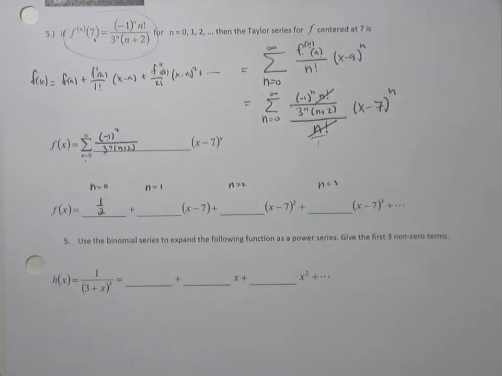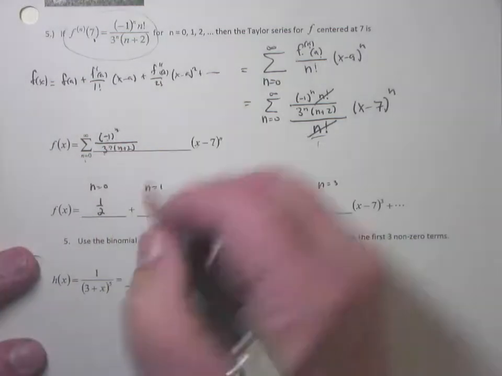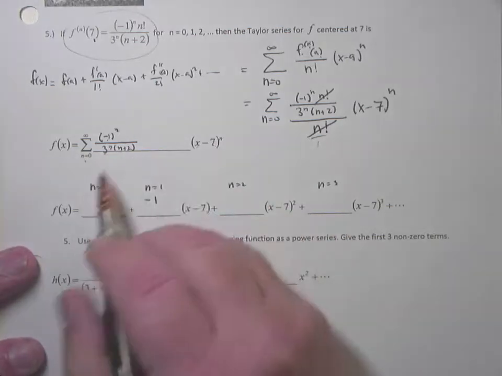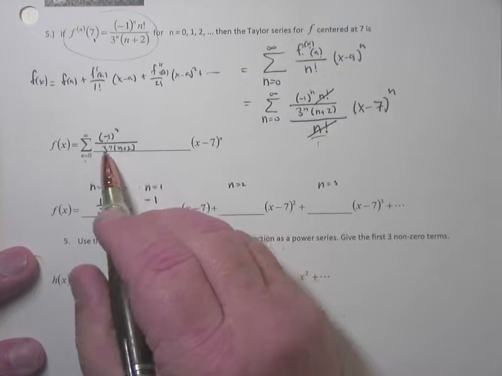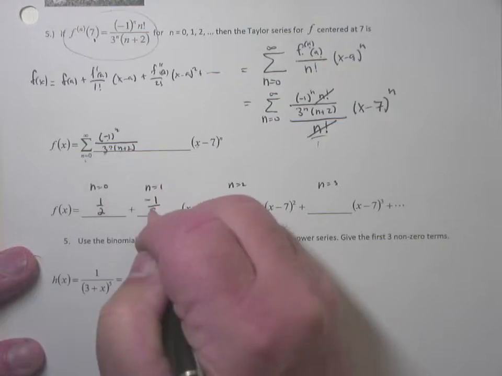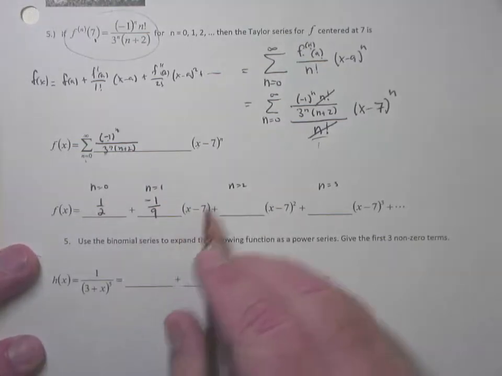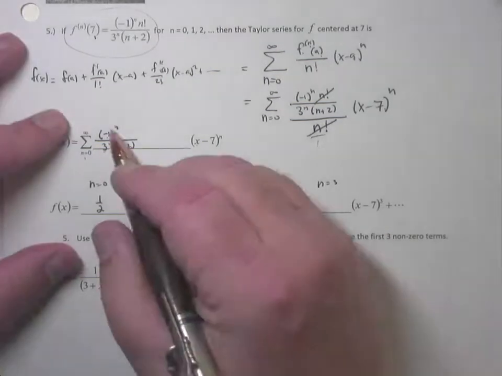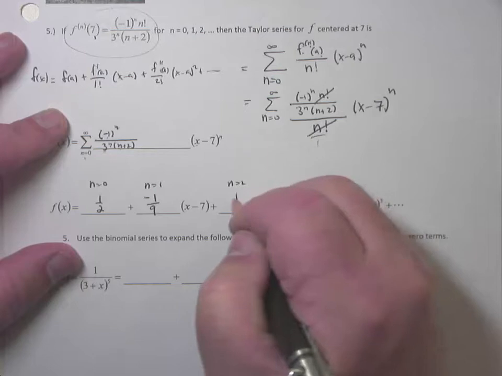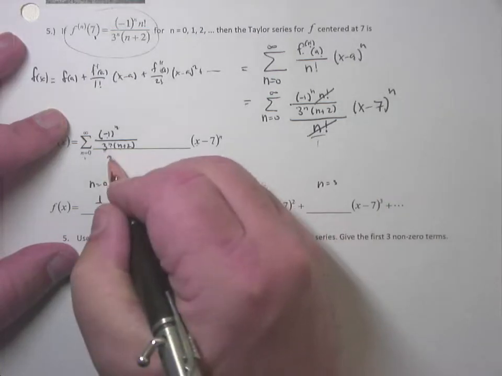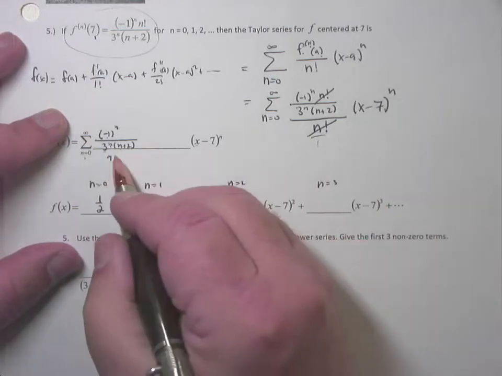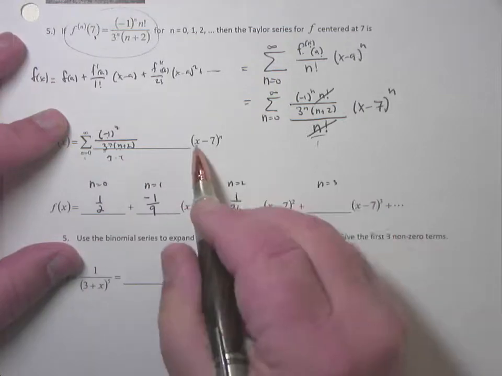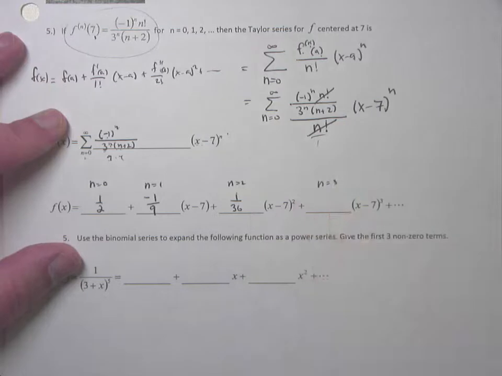Now plug in 1. Negative 1 to the first is going to be negative 1. 3 to the first is 3. 1 plus 2 is 3, and 3 times 3 is 9, times x minus 7 to the first. When n equals 2, negative 1 squared is back to positive 1 over 3 squared, which is 9, and 2 plus 2, which is 4, and 9 times 4 is 36, times x minus 7 squared.